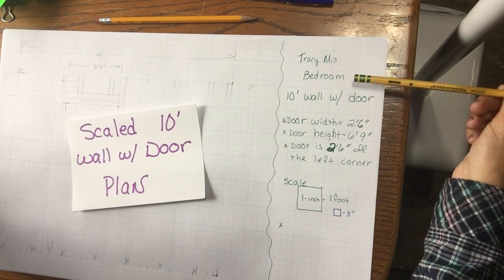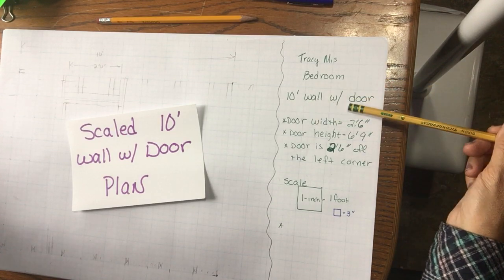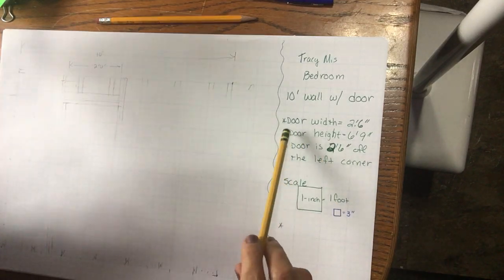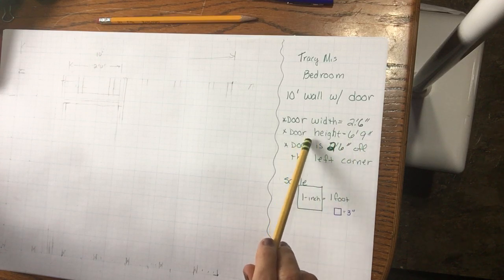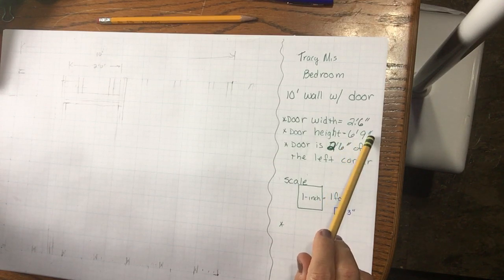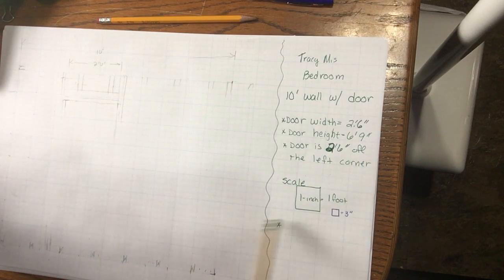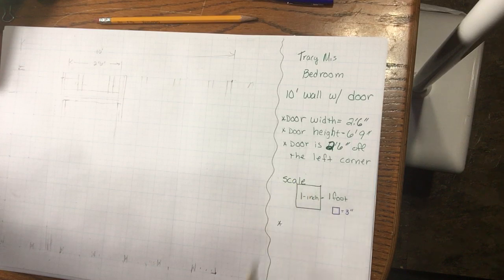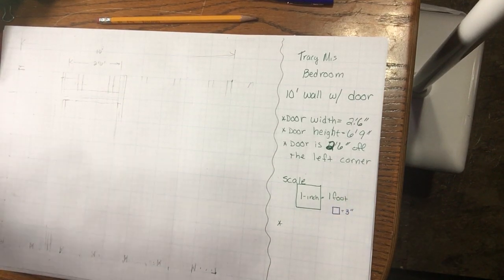You're going to put your name, tell me what room you are designing, what wall plan this is for. This is for the 10-foot wall with the door. Reminding you of those dimensions. The door width is going to be 2 feet 6 inches. The door height is going to be 6 foot 9 inches. The door again is going to be 2 feet 6 inches off the left corner, and our scale is still the same. The scale for 1 inch square, that's going to equal 1 foot, and one of these tiny little squares will equal 3 inches. So go ahead, pause the video, and write in that information.